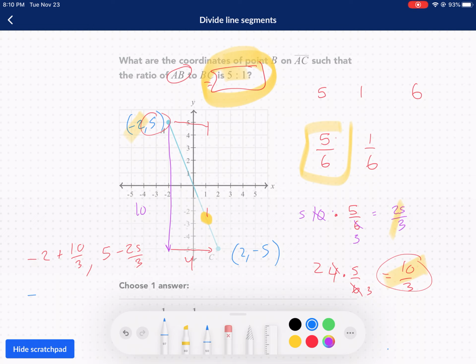So I need to multiply that by 3, so I get -6 over 3 plus 10 over 3. I promise that's a 10. And I get 4 over 3 for my x value. And then for my y value, I need to do 5 minus 25. I need to get common denominator. That's 15 over 3 minus 25 over 3. I get -10 over 3. So -10 over 3 and then 4 thirds.